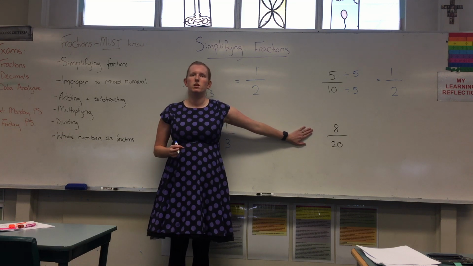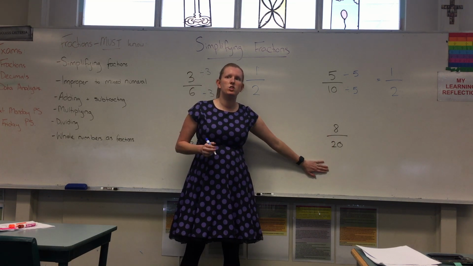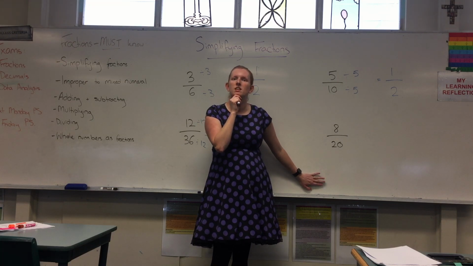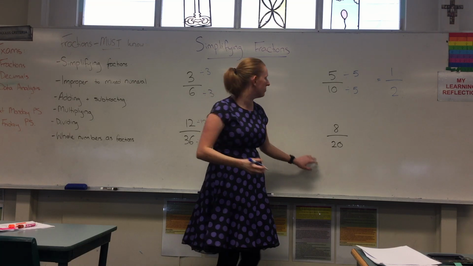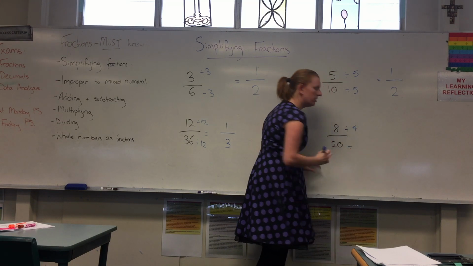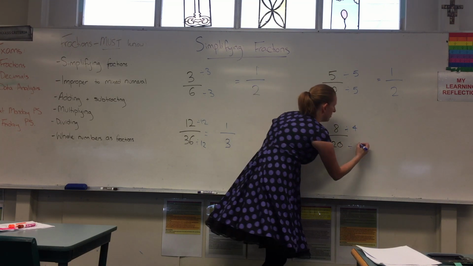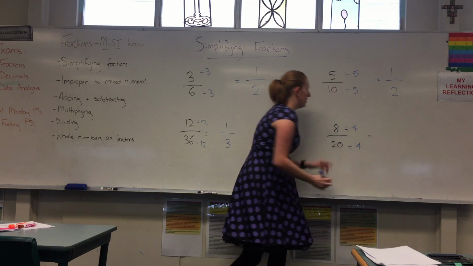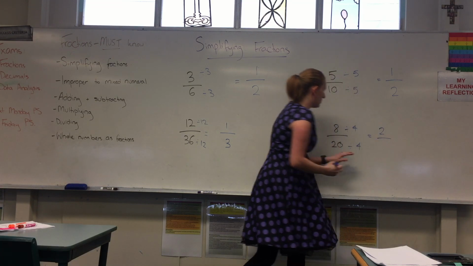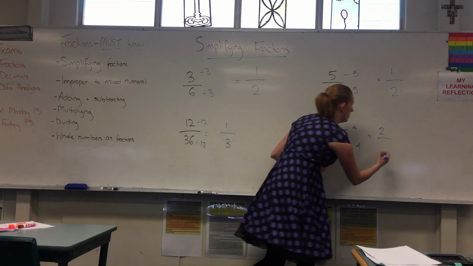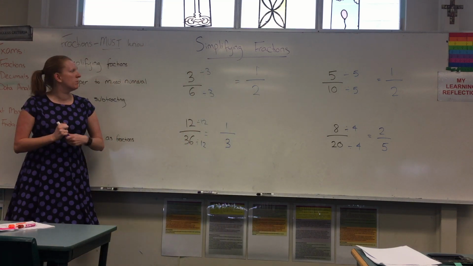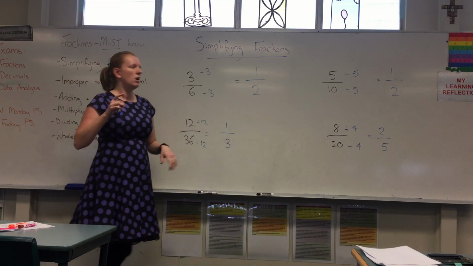What number goes into 8 and 20? Mona, your hand went up first. 4's go into 8. Great, so 4. So, we're going to divide the top by 4, then we're going to divide the bottom by 4. So, how many 4's go into 8? 2. How many 4's go into 20? 5. Awesome. So it's not always the number that's on the top, you just have to think about what number it might be.